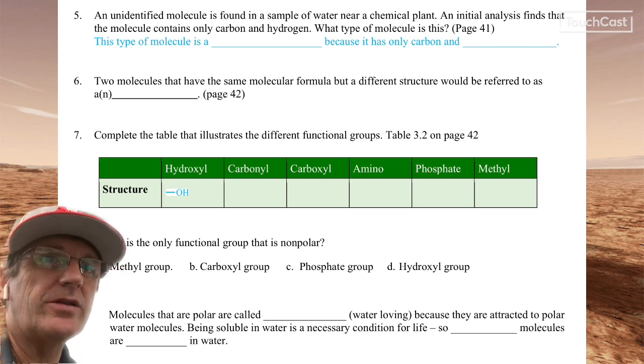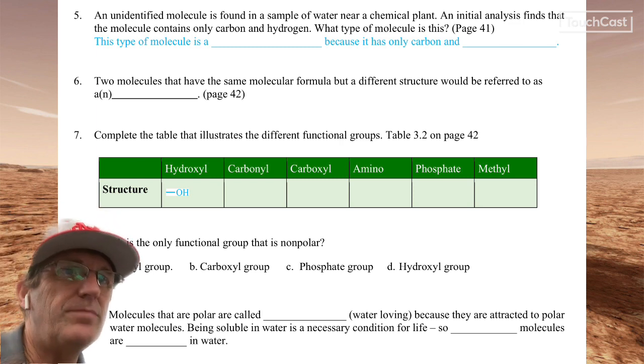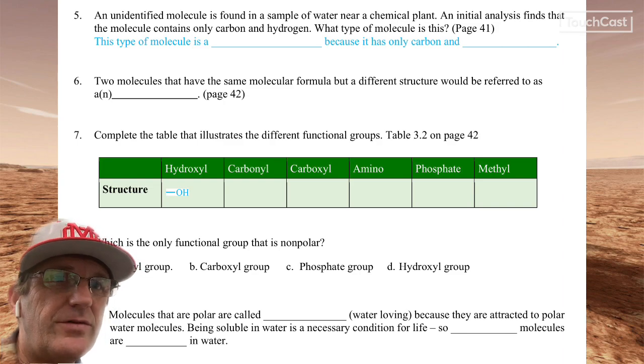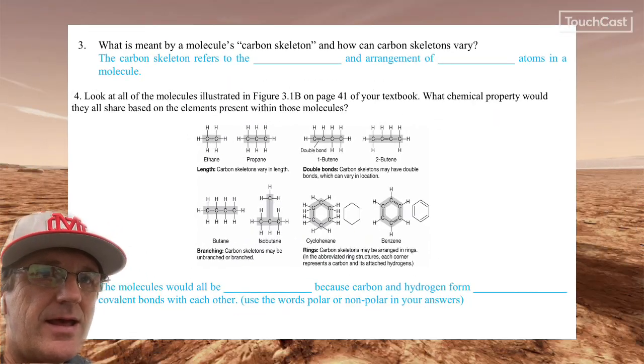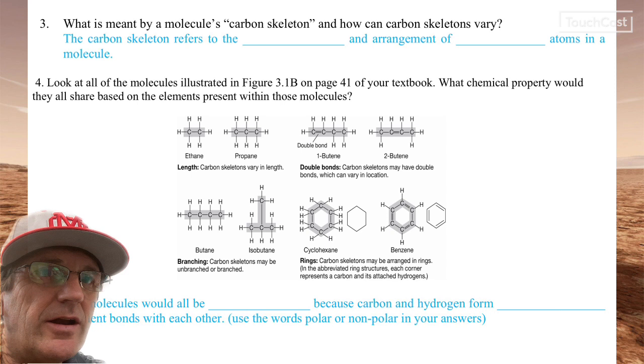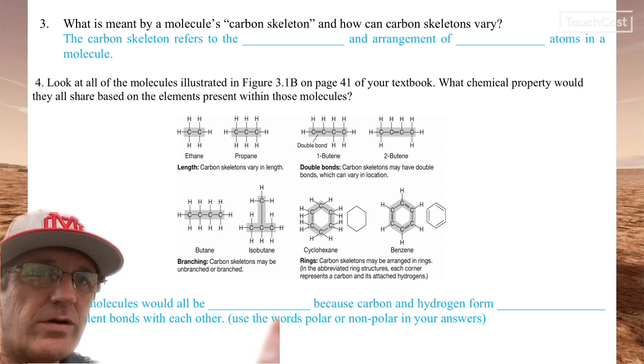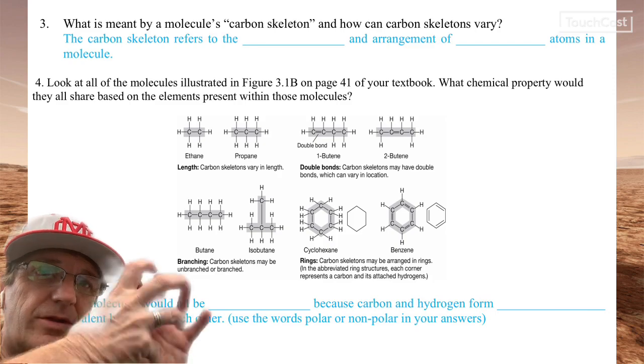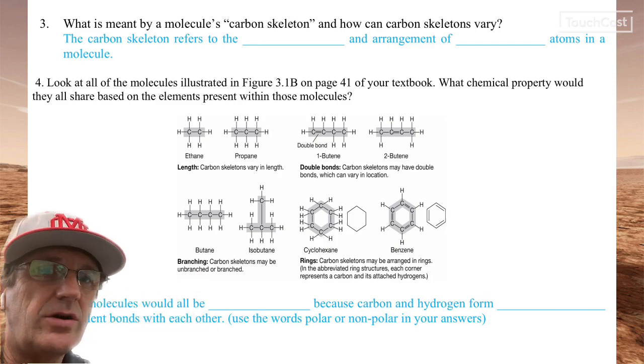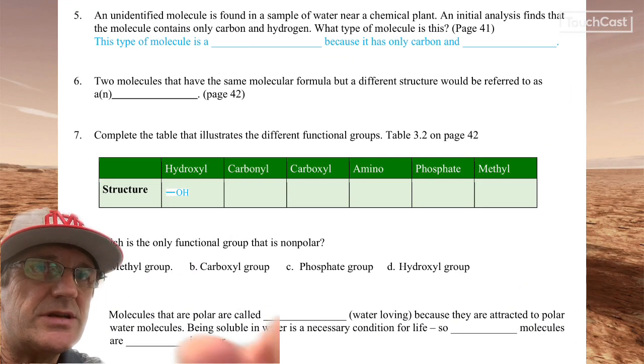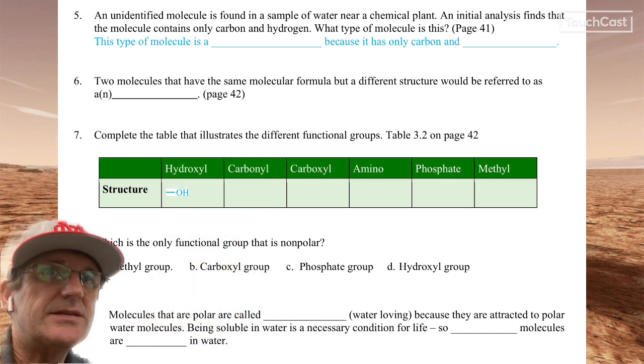Number 6, two molecules that have the same molecular formula but different structure would be referred to as an example right there. Butane and isobutane, 4 carbons, 10 hydrogens each, but they have different 3-dimensional structures. These are called isomers. That's the answer for number 6, isomer.